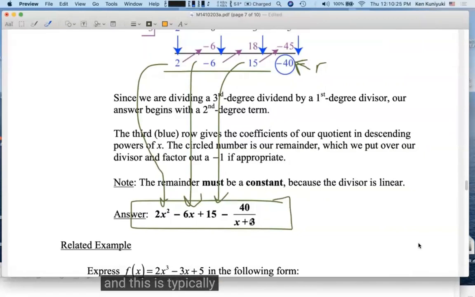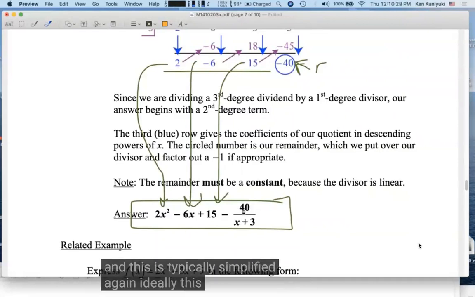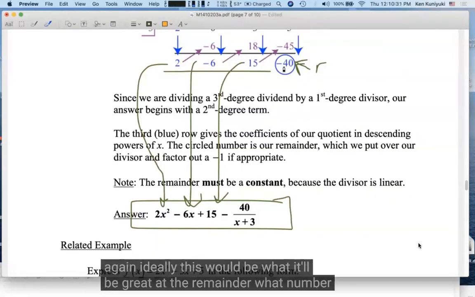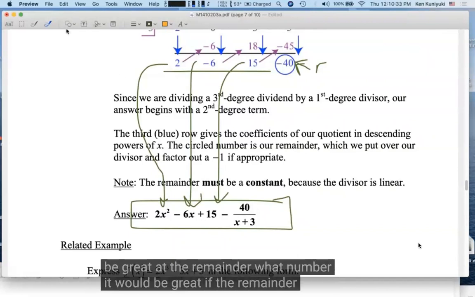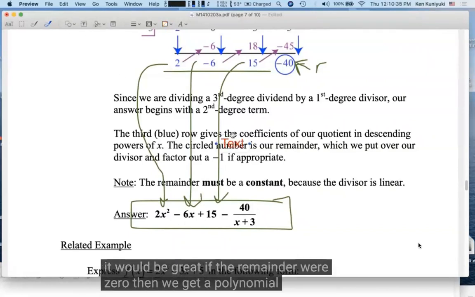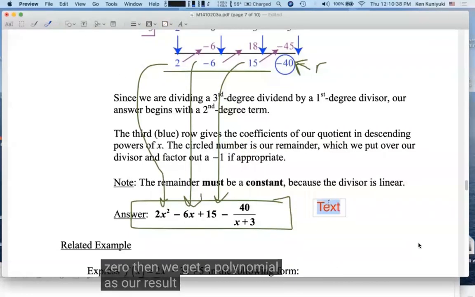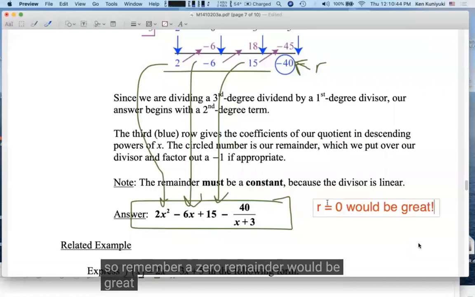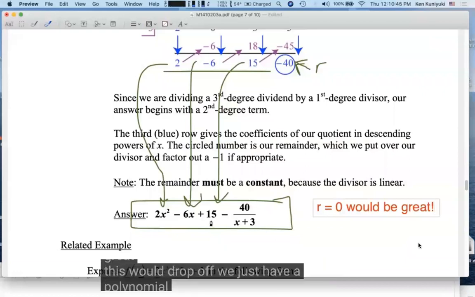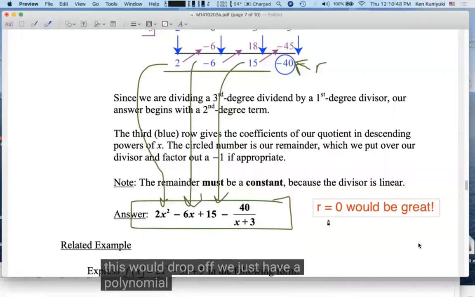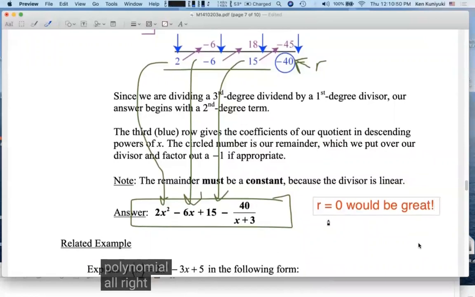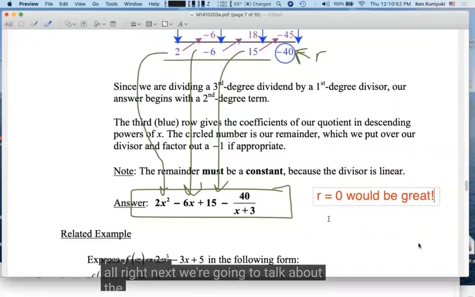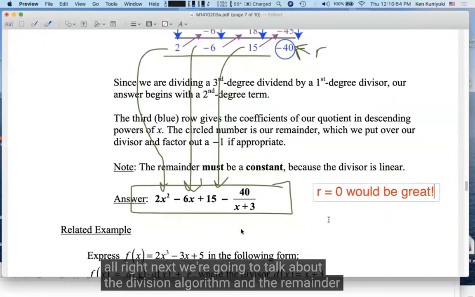And this is typically simplified. Again, ideally, it would be great if the remainder were 0. Then we get a polynomial as our result. So remember, a 0 remainder would be great. This would drop off. We just have a polynomial. All right. Next, we're going to talk about the division algorithm and the remainder theorem.